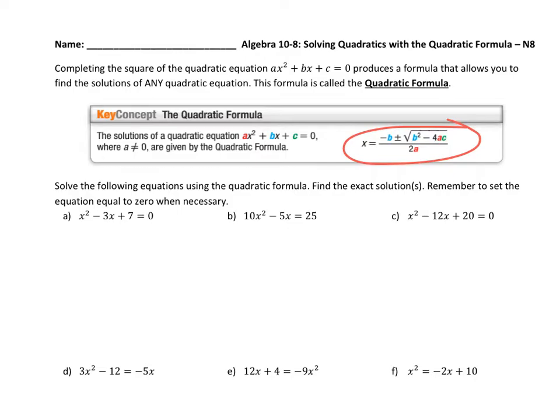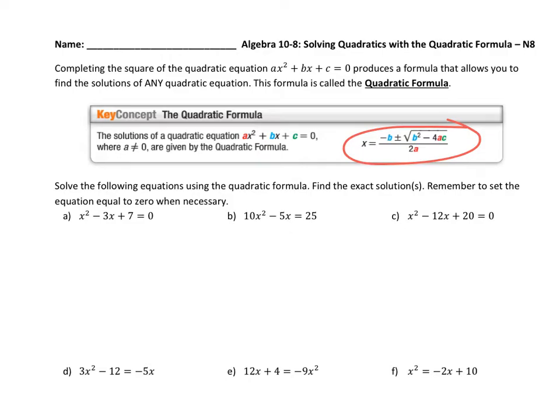Now, negative b doesn't mean you make the b value negative, it means opposite. So if b is 2, for example, you would put negative 2. However, if b is negative 4, it would be negative negative 4, which becomes positive 4. So again, the negative b doesn't really mean make it negative, it means do the opposite. So let's take a look at some examples.